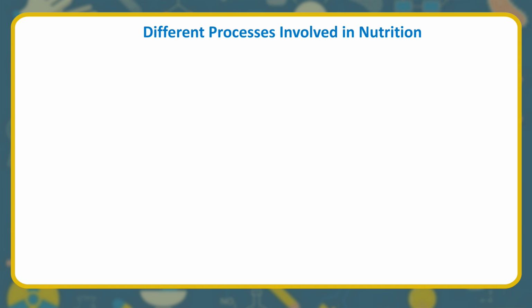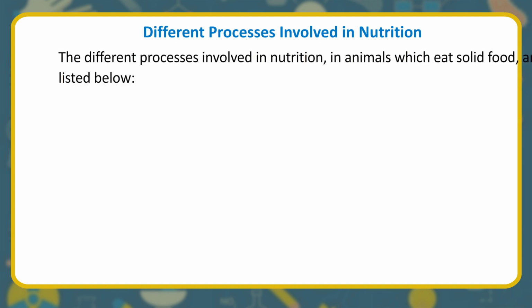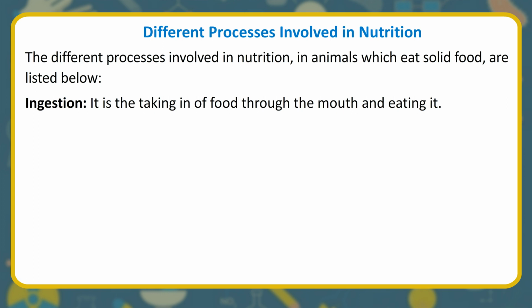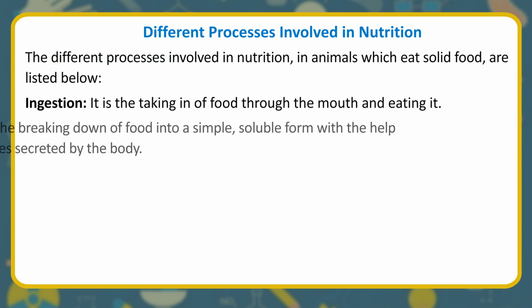Different processes involved in nutrition. The different processes involved in nutrition in animals which eat solid food are listed below. Ingestion, it is the taking in of food through the mouth and eating it.